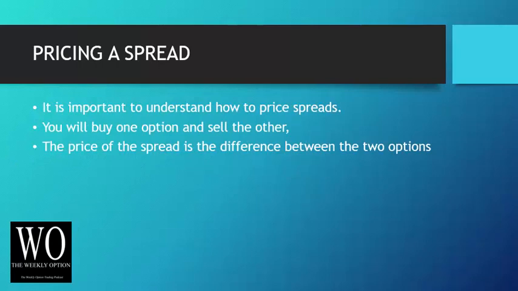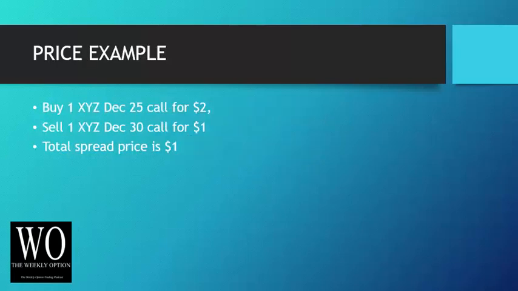Now, pricing a spread is important to understand. So you will buy one option and sell the other. So the price of the spread is the difference between the prices of the 2 options. For example, let's say you buy one XYZ December 25 call for $2 and you sell one XYZ December 30 call for $1. So the total spread price is $1, which is $2 minus $1.